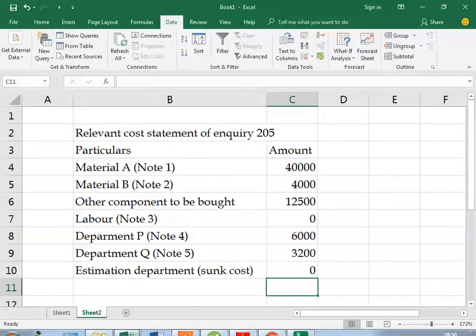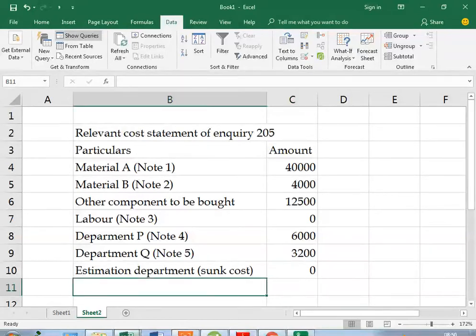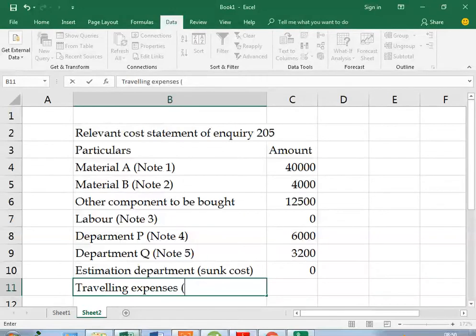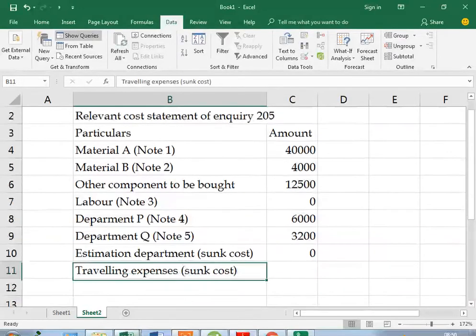Payment is never a point. Any item I analyze, I am not going to ask whether the payment is done or not done. Least bother about it. If you have incurred, it means you have traveled. If you have traveled, that's all, it's done. So next, traveling expenses, again sunk cost. Sunk cost 0.